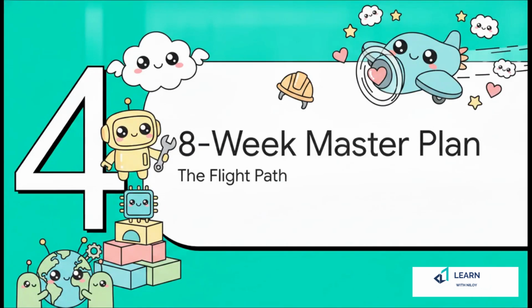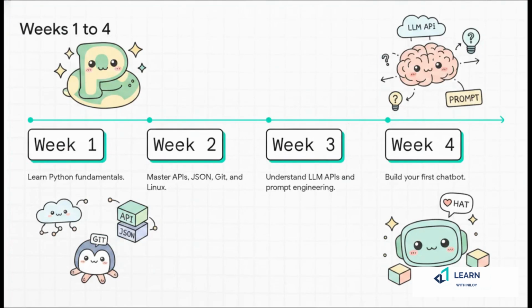All right, part 4, your 8-week master plan. This is the really exciting stuff, a concrete, actionable flight path to take you from absolute beginner to a deployed builder in exactly 2 months. Let's map out those first 4 weeks. Week 1, you're mastering Python syntax. That immediately sets you up to handle APIs and JSON in week 2. By week 3, you're plugging in that LLM brain and learning prompt engineering. And this all builds up to week 4, where you finally bring your very first functional, interactive chatbot to life. The whole progression just builds on itself so logically.